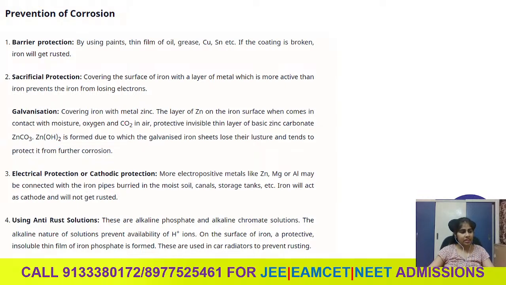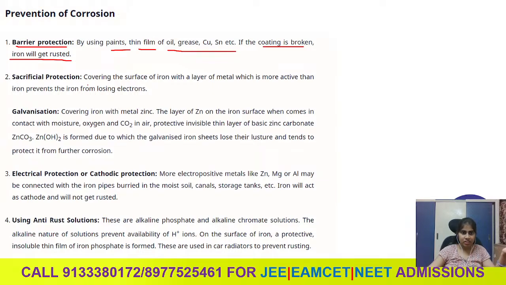In order to prevent corrosion, we are taking a few steps, that is barrier protection. By using paints or thin film or oil or grease, by applying all these types, we can prevent the corrosion. If we paint this type of things on the metal, it will not be corroded. If there is any breaking in this protection, the metal will get corroded. If we take iron, it will get rusted.